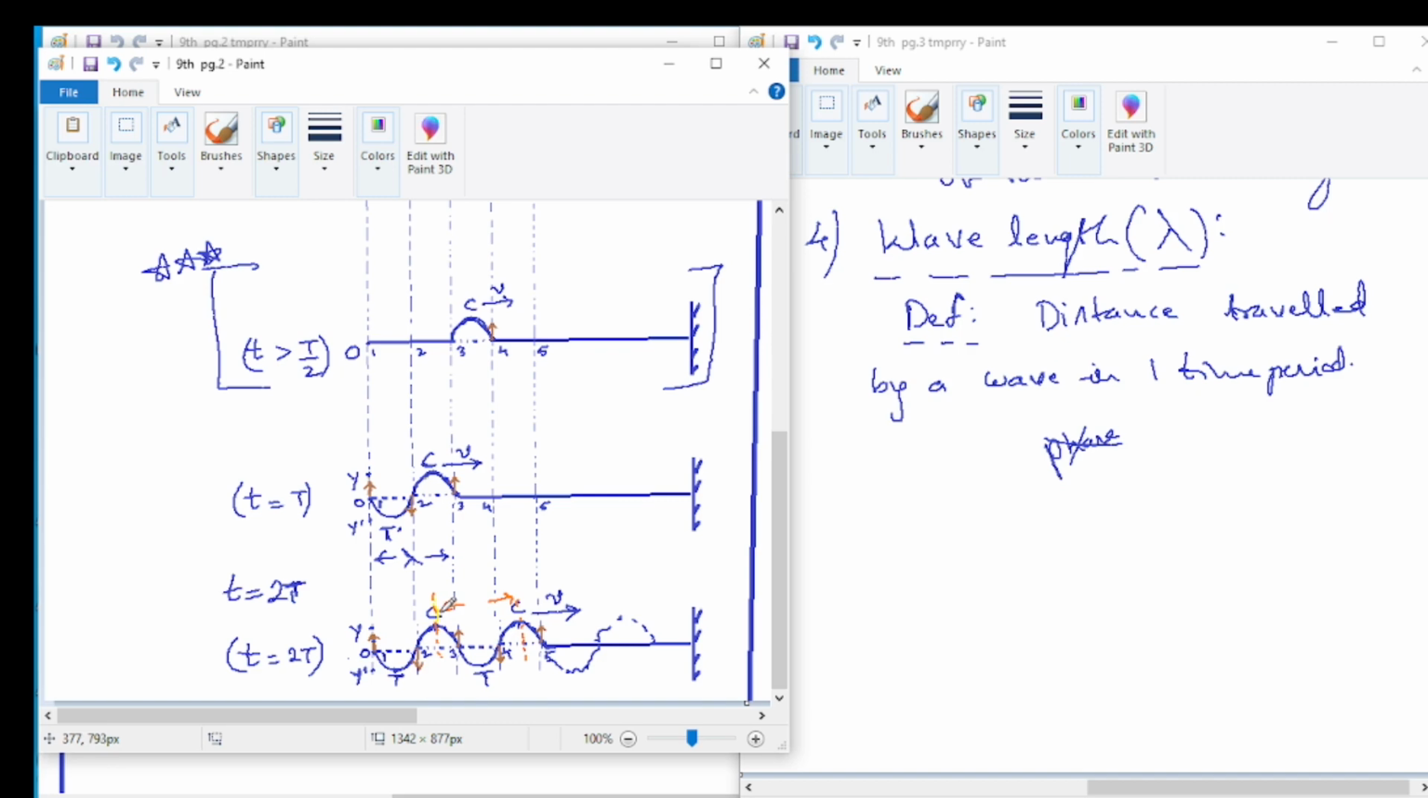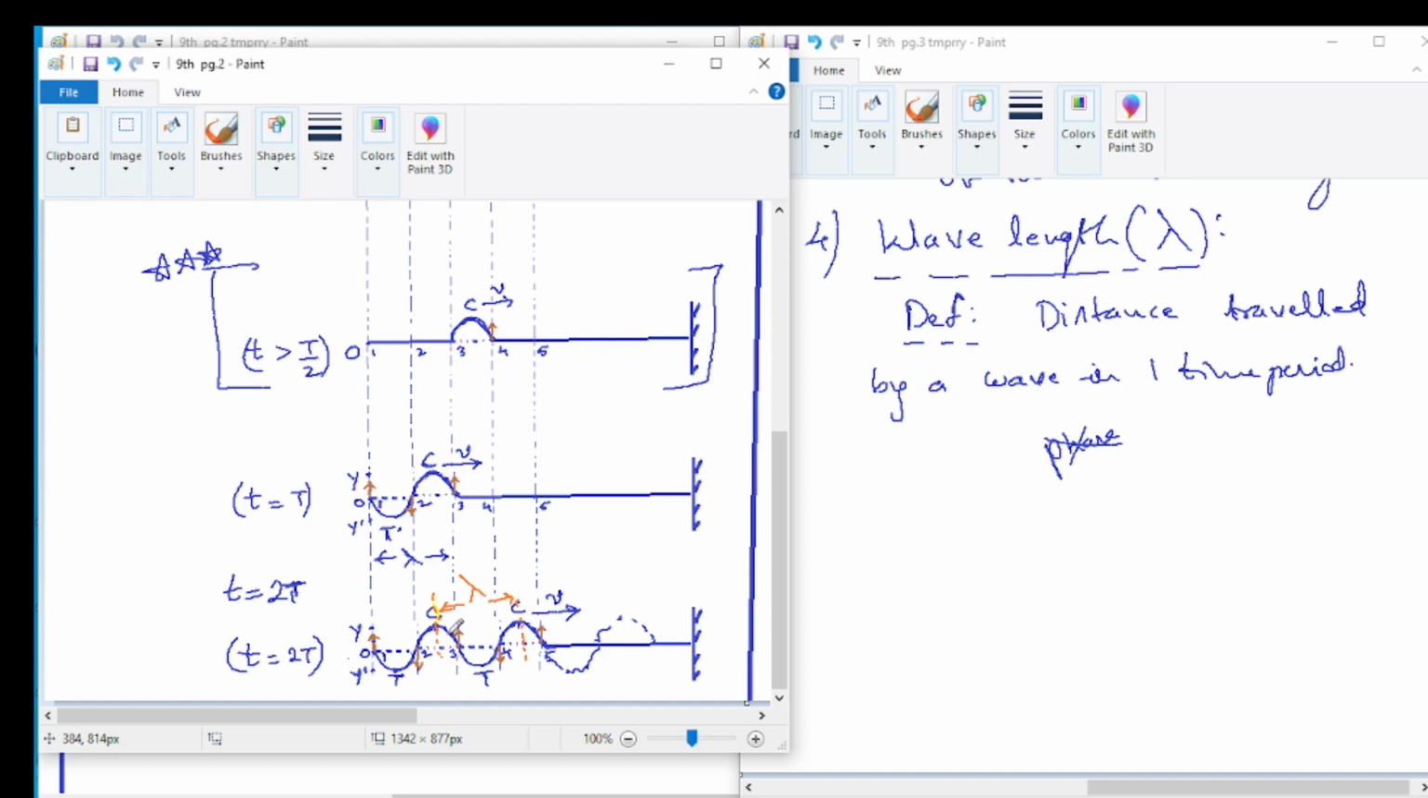So how much of the wave is present between these two points located at the centers of the crests? One full trough and one full crest. What is one full trough and crest? It's nothing but one wave. It's nothing but wavelength. So this is very simple. This gives another simple definition of wavelength: it is the distance between two successive crests.